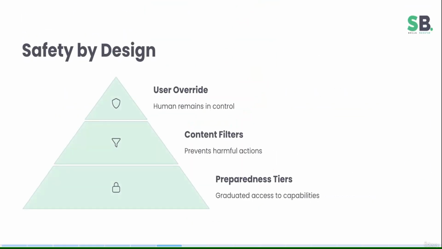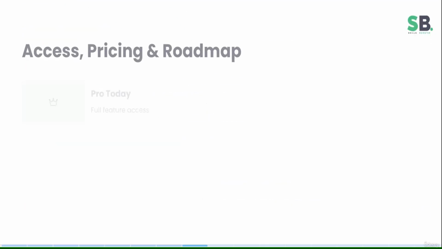If we talk about safety by design, there is user override, so humans remain in control, content filters that prevent harmful actions, and preparedness tiers, which give graduated access to capabilities.